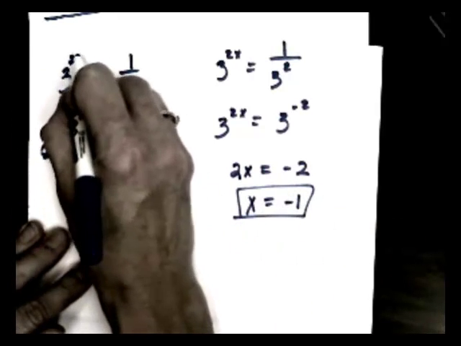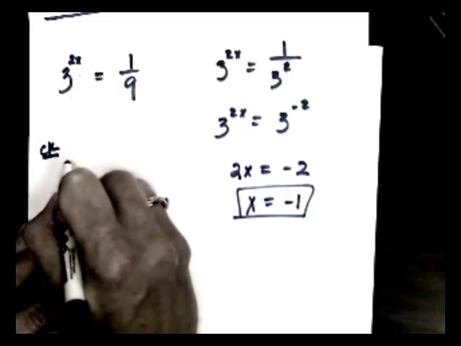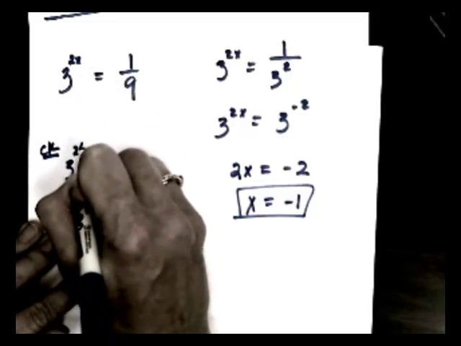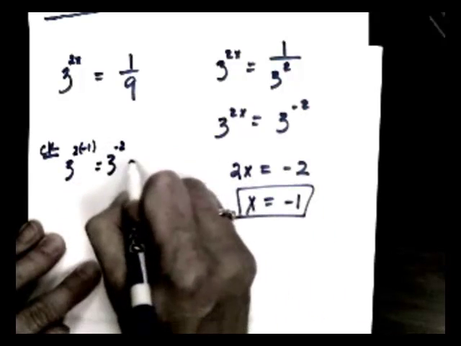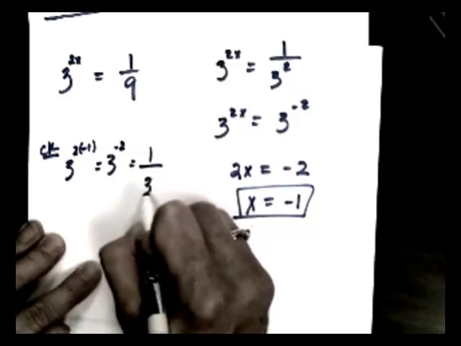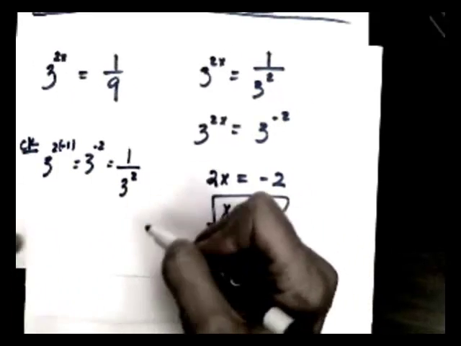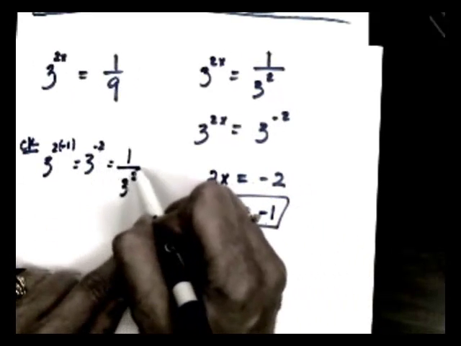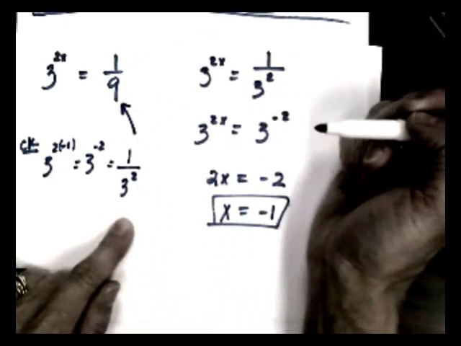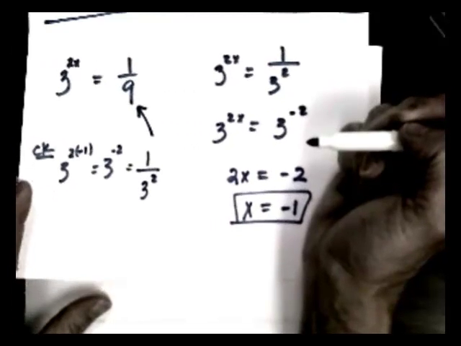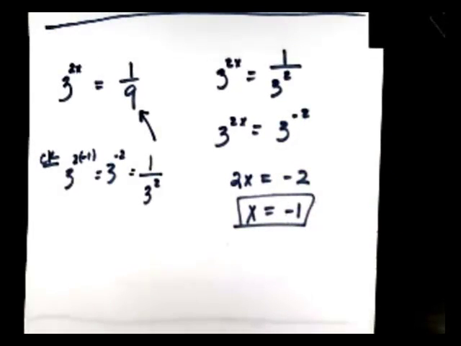If I put negative 1 back in place of x up here, 3 to the 2 times negative 1 is 3 to the negative 2. Remember, that means 1 over 3 squared. I took the reciprocal, the exponent changed from negative to positive, and 3 squared is 9, so yes, it equals 1/9. So those are some examples of exponential equations and the one-to-one property.